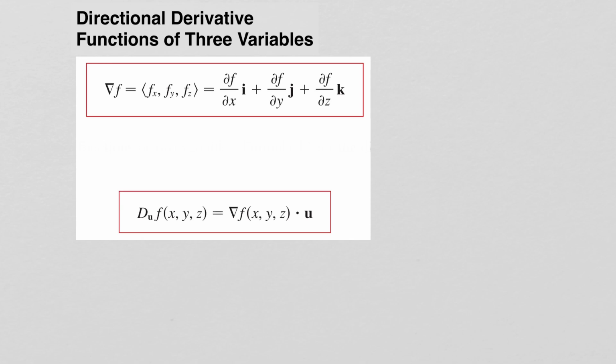If we have a function of 3 variables, we can define the directional derivative in the same way. So first, the gradient now is simply (fx, fy, fz), because there are 3 variables now. And the directional derivative of your function f in the direction of u at the point (x, y, z) is the gradient at the point (x, y, z) dot product with the unit vector u.